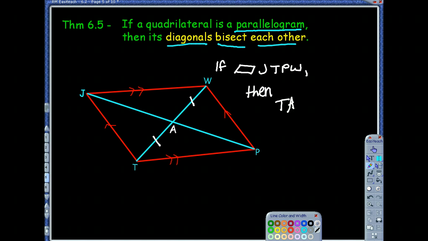Okay, but I love how you emphasize they bisect each other. Right? So we're going to have another set of congruent segments. So what about if I have TW bisecting JP? Well, that means segment JA is going to be congruent to segment AP. Right.